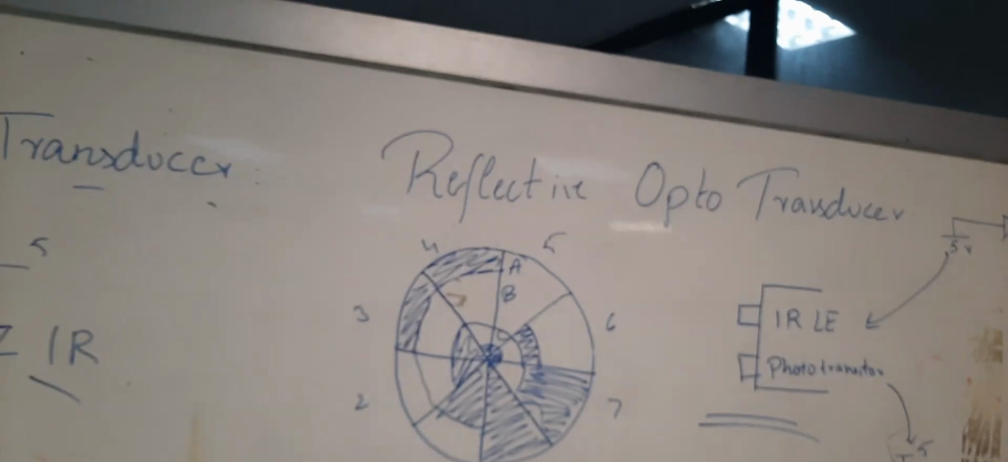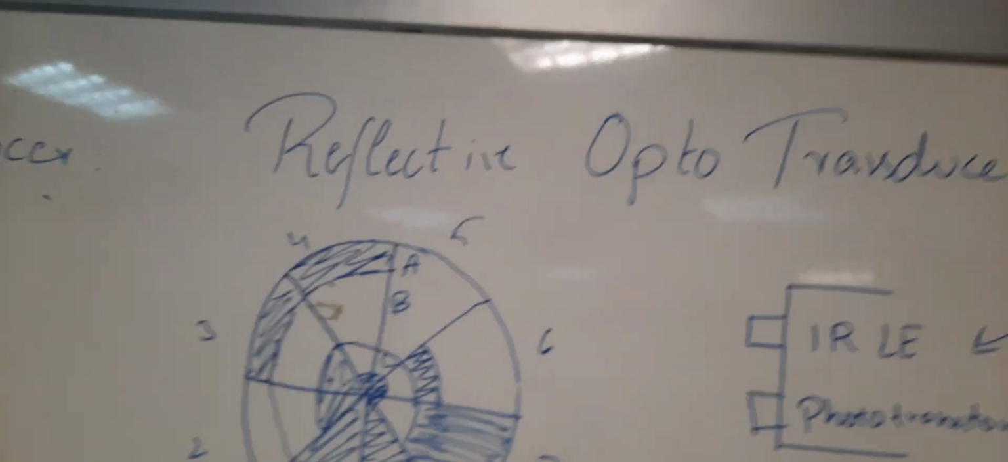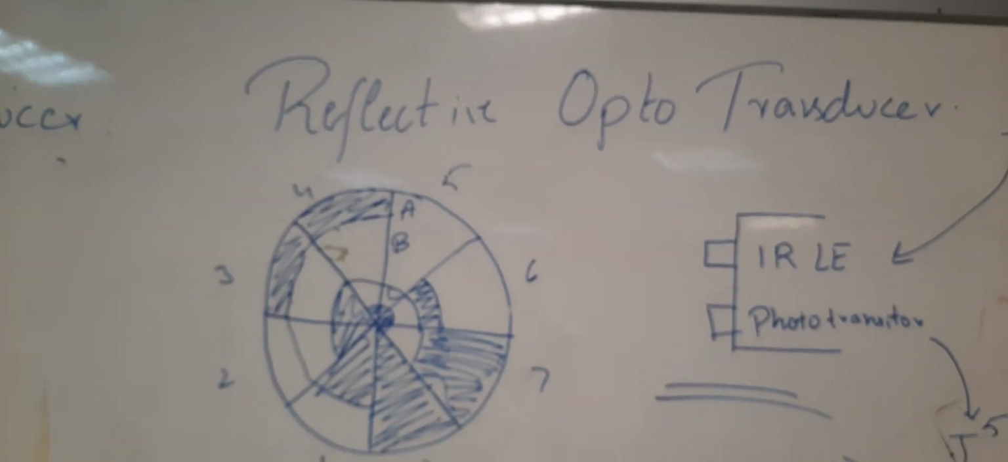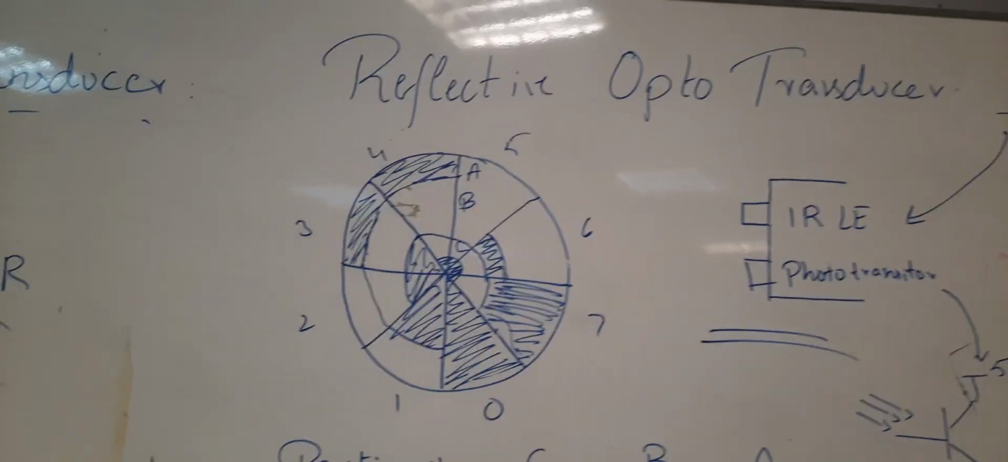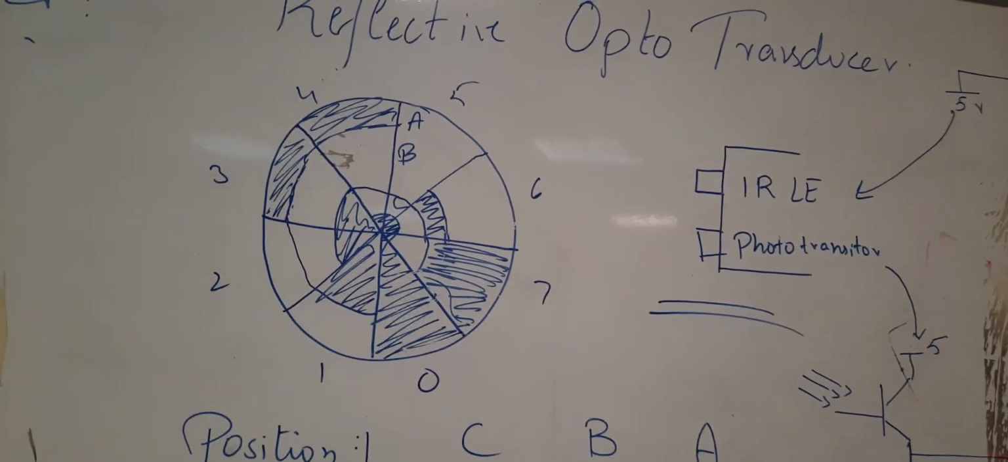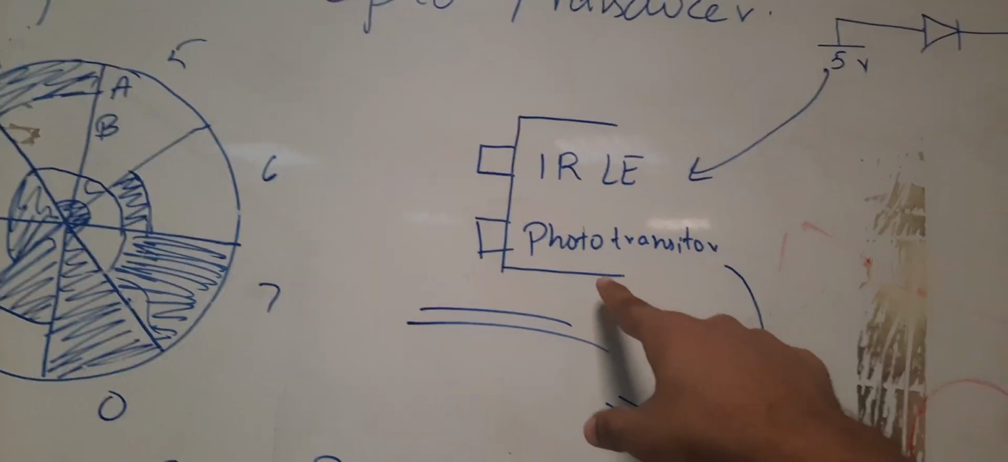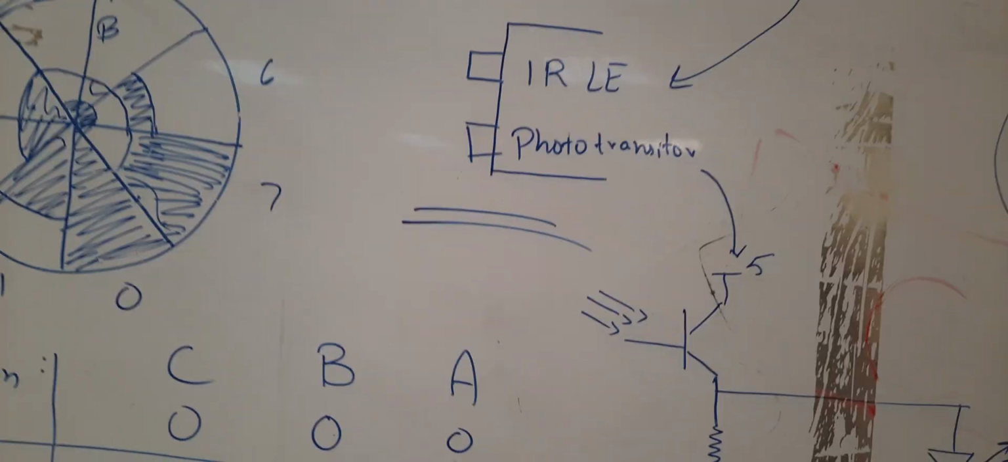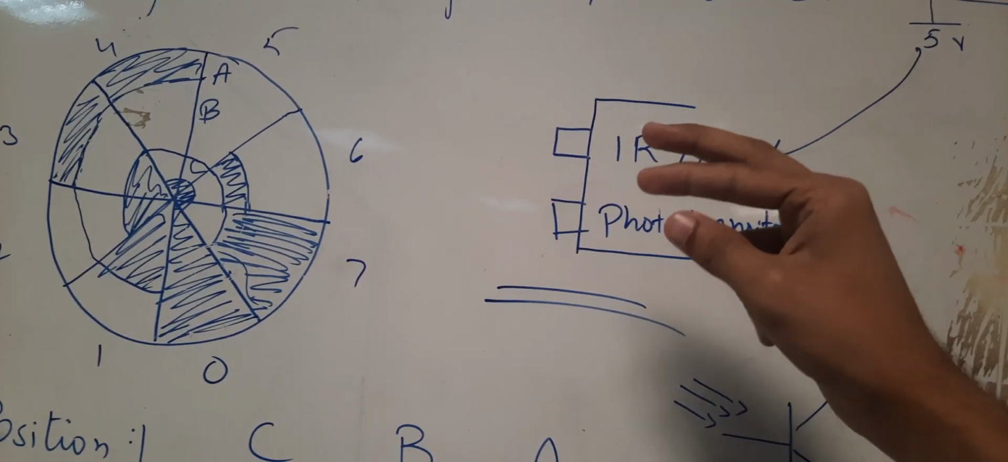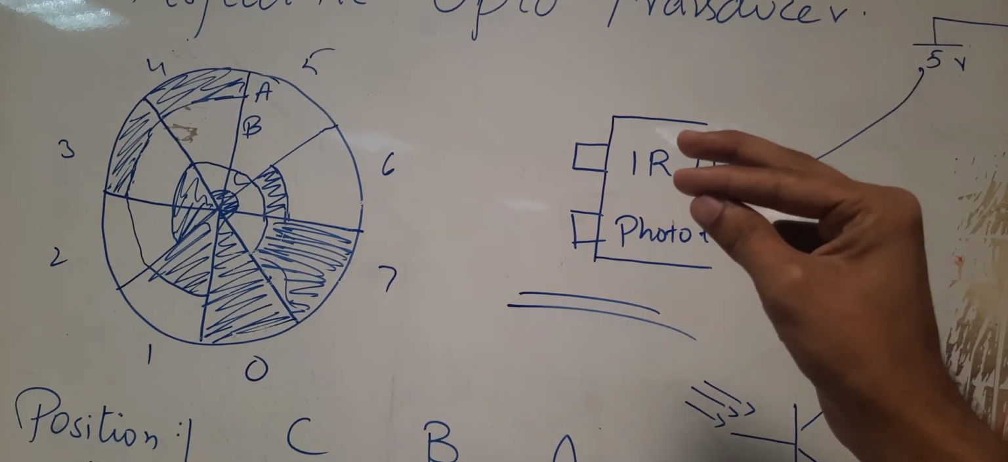So this was the slotted opto transducer. The second one is the reflective opto transducer. The working is almost the same and the circuitry is the same, but the working is a bit different. It also contains a phototransistor and an IR LED, but the assembly is different.